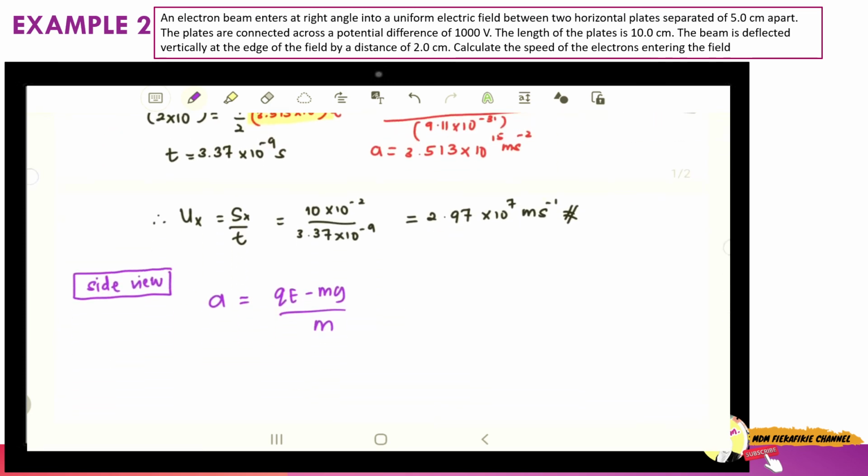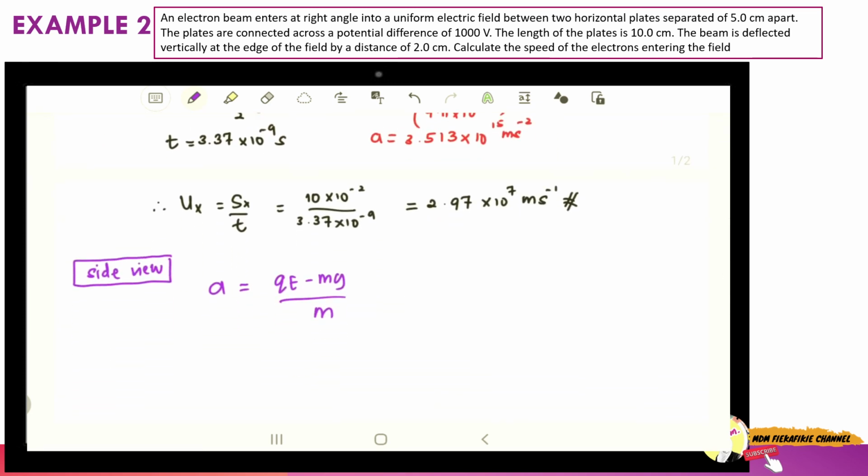Sebab ada yang confuse antara buku dan nota yang ada weight dengan yang tak ada weight. Tak apa, kita cuba buat. You akan nampak jawapan dia nanti. So let's try to calculate here where Q is equal to 1.6 exponent negative 19, and E tadi kita tahu E equal to V over D, where V is 1000 and D is 5 centimeter.